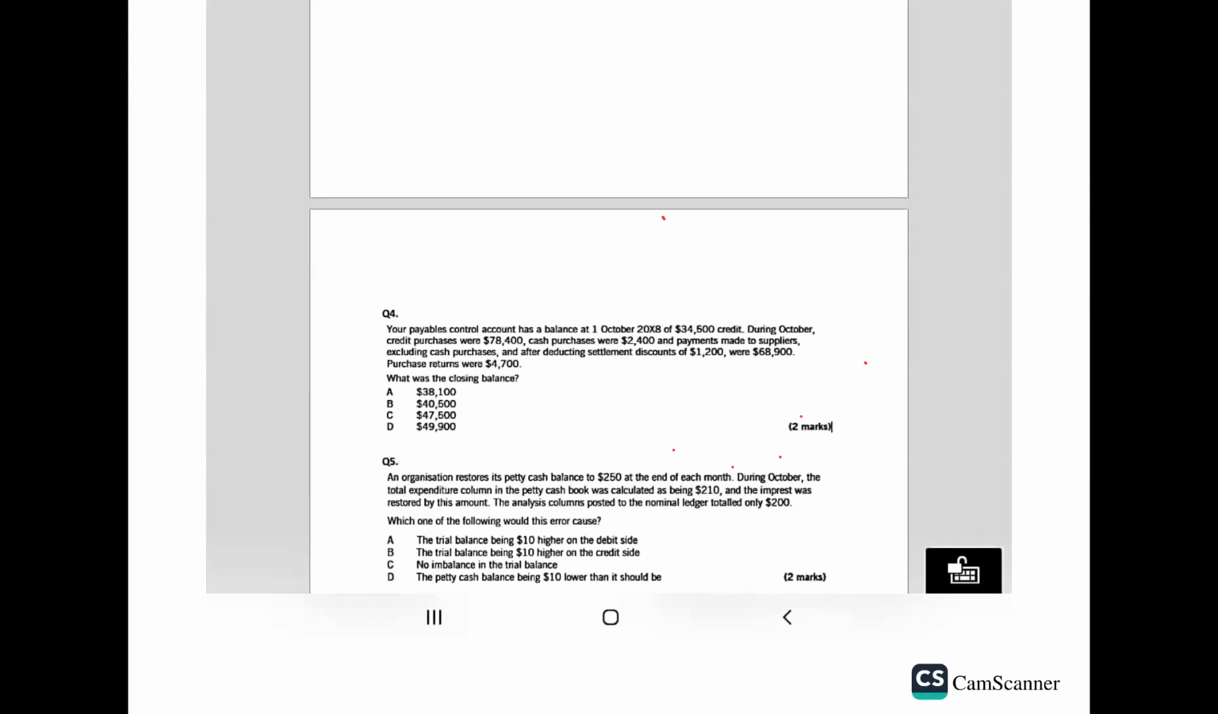What of the petty cash voucher? What of petty cash what?